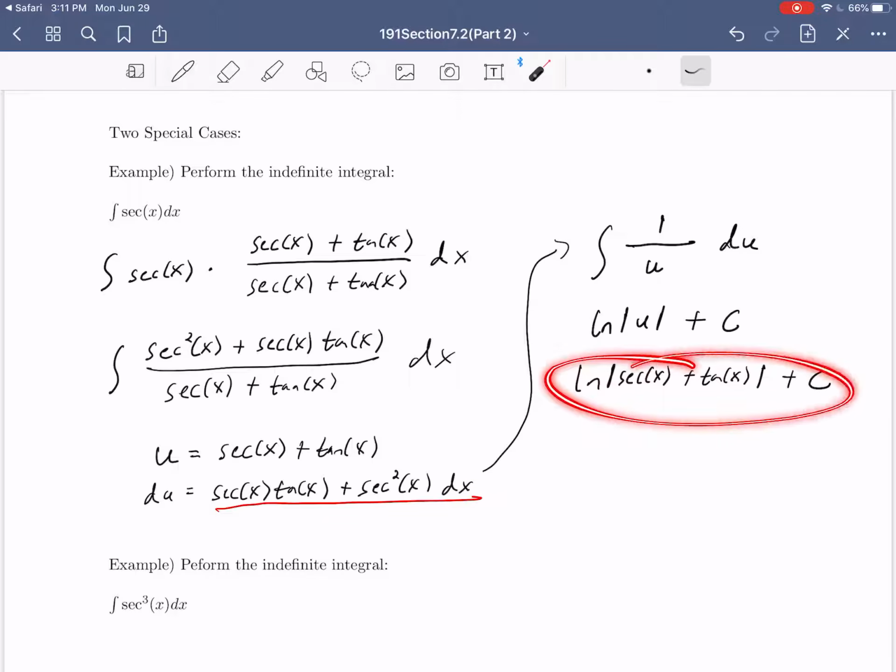So now, if you hadn't seen this derivation already in your Calc 1 or your Math 190 class, now you've seen it. And now you know if you're ever tasked with integrating secant x by itself, you know how to do that. Anytime you see the integral of secant x, you can immediately jump to this and you know how to integrate it.